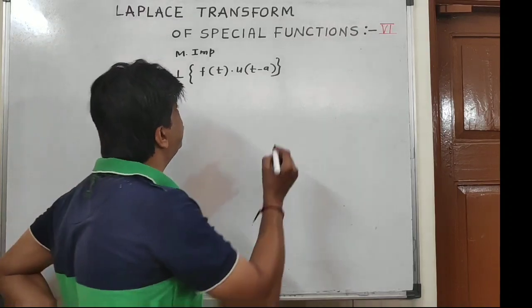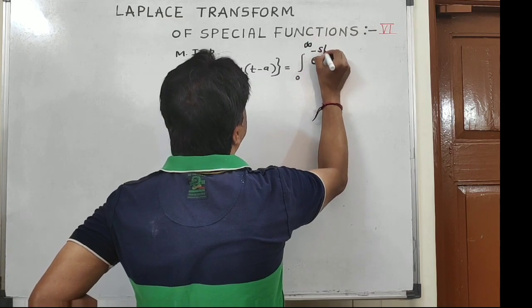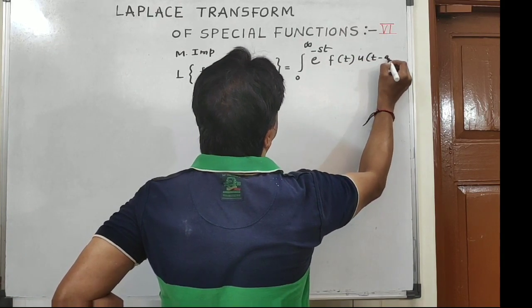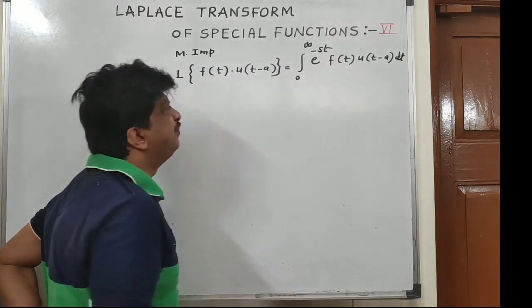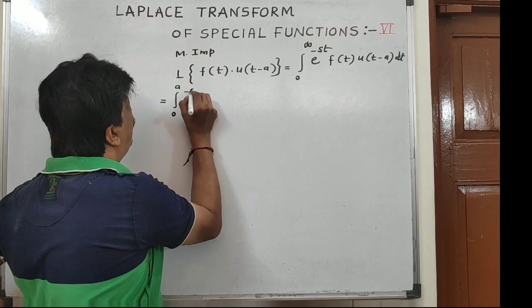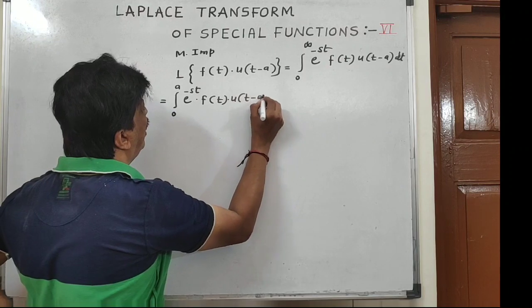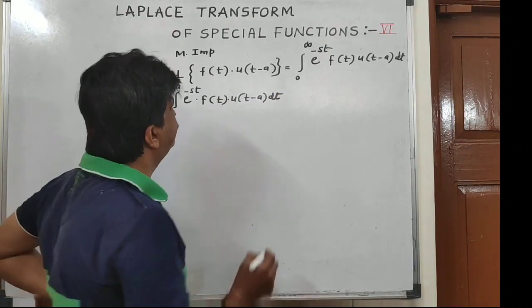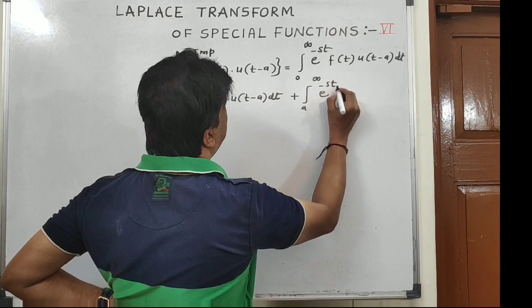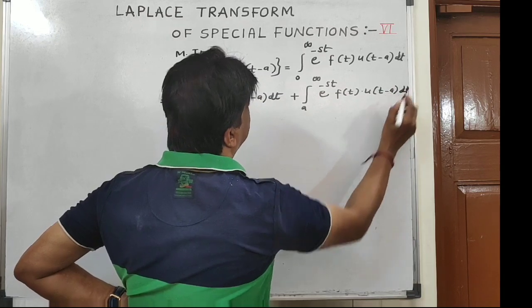So, from definition again, integral 0 to infinity e raised to power minus st into this function f of t into u of t minus a. This is further equal to integral 0 to a e raised to power minus st into f of t into u of t minus a dt plus integral a to infinity e raised to power minus st into f of t into u of t minus a dt.